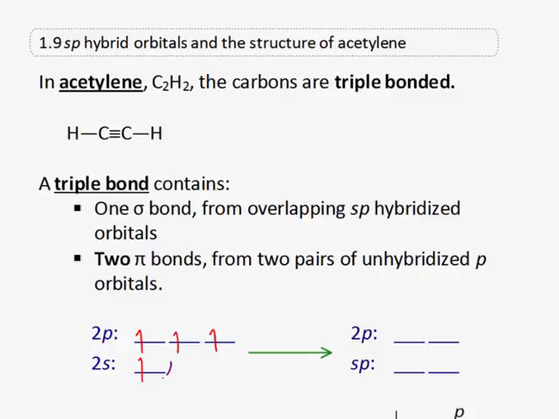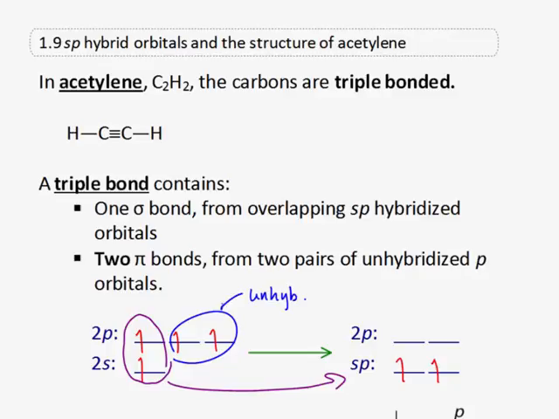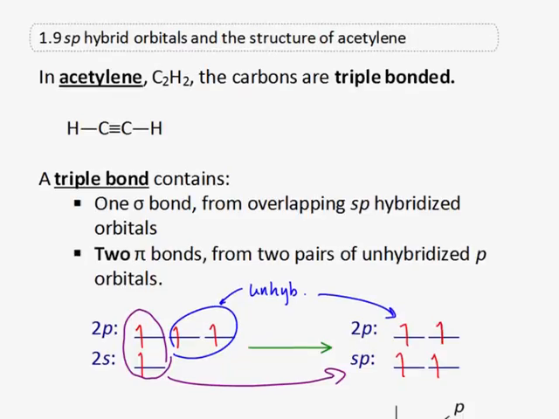To do sp hybridization, I'm going to take the S and just one of the P's. So those will combine together, and I'll be left with 2 of these P's that are unhybridized, meaning they're unchanged from their original structure. So each of those will have 1 electron.